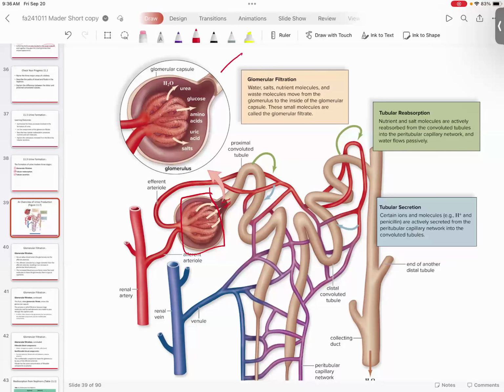So here you can see what filtration looks like. As the blood pushes against the sieve-like membrane, the small stuff, things like urea and glucose, amino acids, uric acid, salts, are all going to, along with fluid, plasma, are all going to get pushed out into this capsular space. Bigger stuff gets stuck behind. So that's basically creating your filtrate.